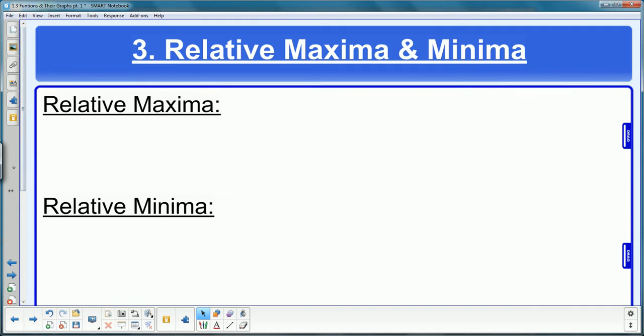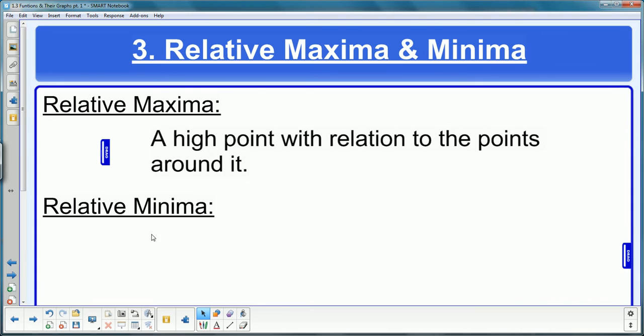Okay, relative maximum then, or maxima, either word is fine, is when we have a point that is the highest point relative to all of the points around it.